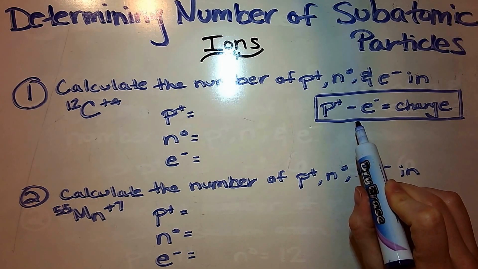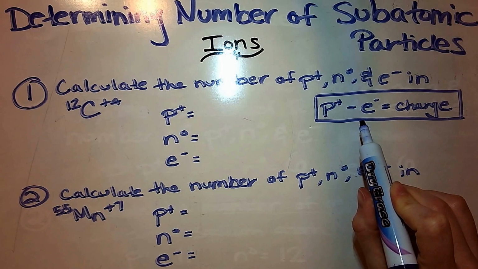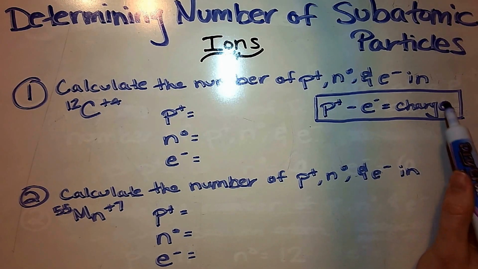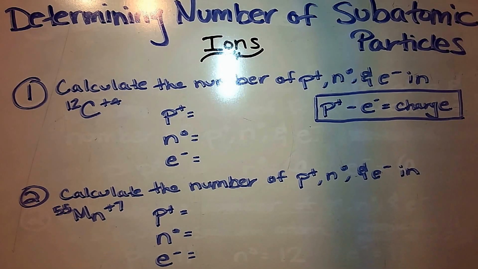To help guide us, I've written down our equation we used in class to find charge, or if given charge, to be able to figure out the number of electrons that we have. So let's see how we're going to use this.